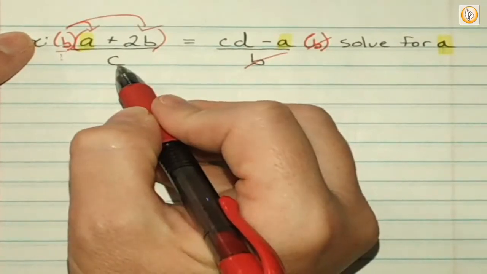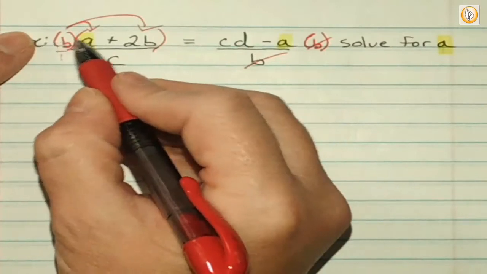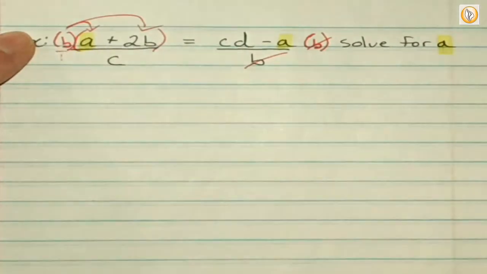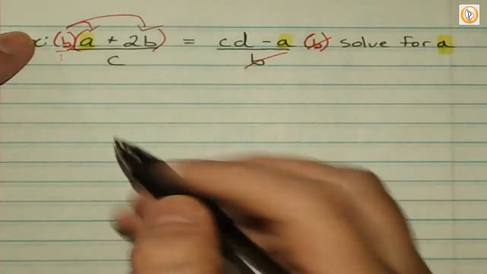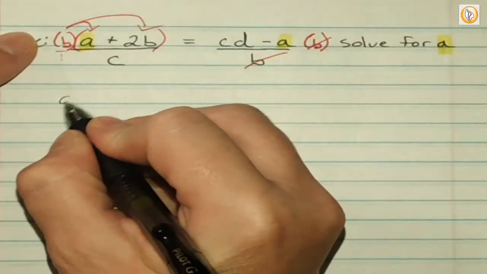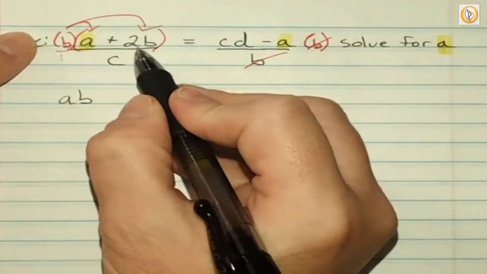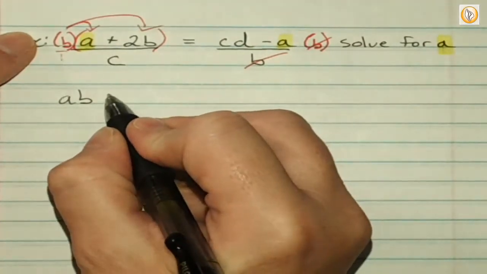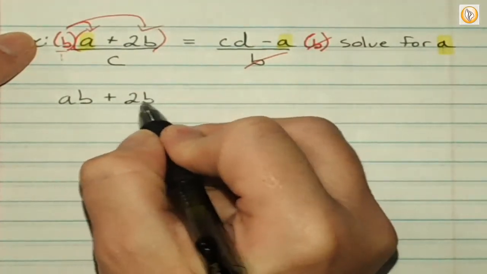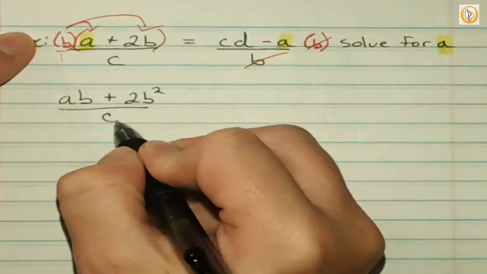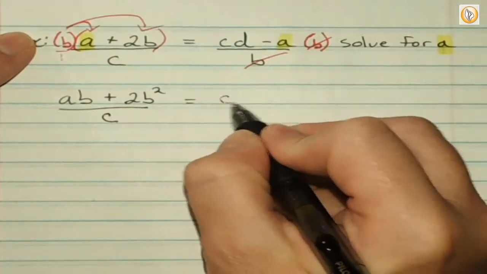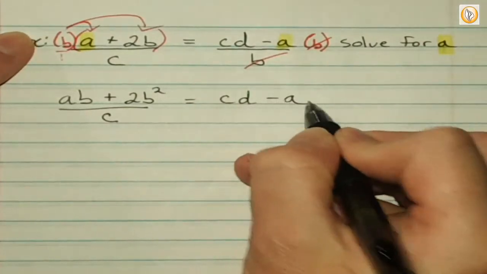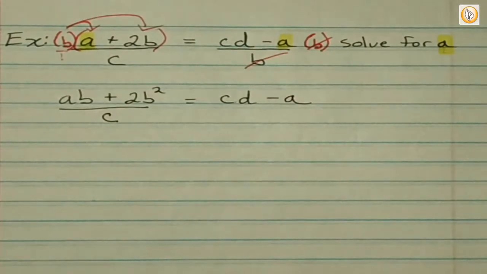So 1 times C is going to be C. But it's this whole thing. So B times A, alphabetical order, is AB. B times 2B is 2B squared. 2B squared over C equals CD minus A. Right. You may write.